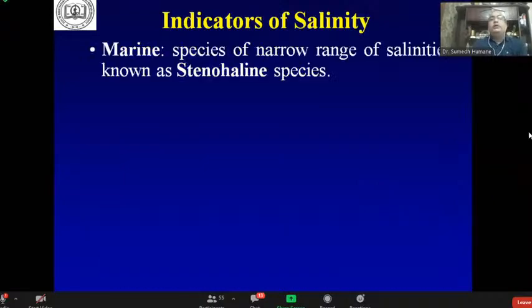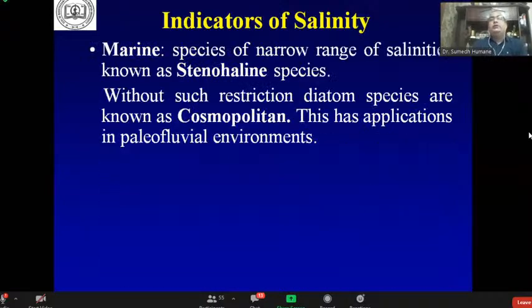Diatoms are very good indicators of salinity. Some species have a narrow range of salinities; you can call them stenohaline. Without such restrictions, you can consider them cosmopolitan. Chromatophora is one of the examples. You can find it in brackish water and marine environments, but you won't get it in freshwater environments.